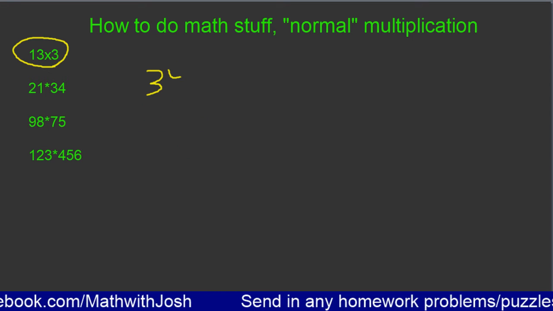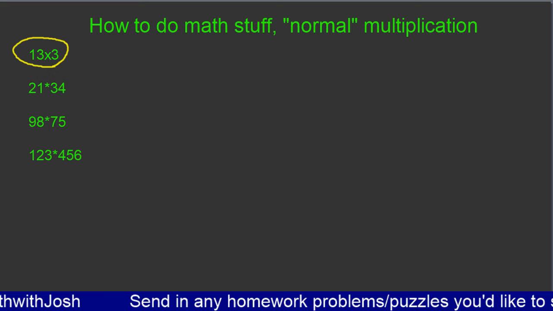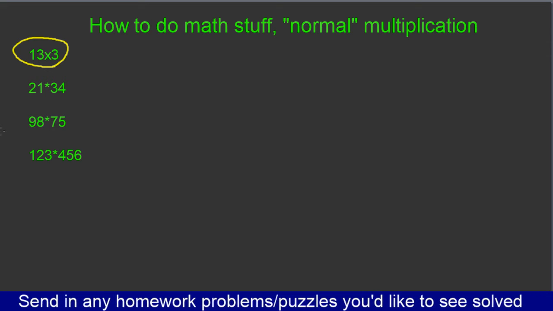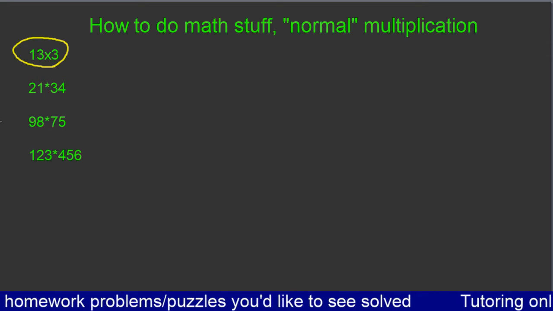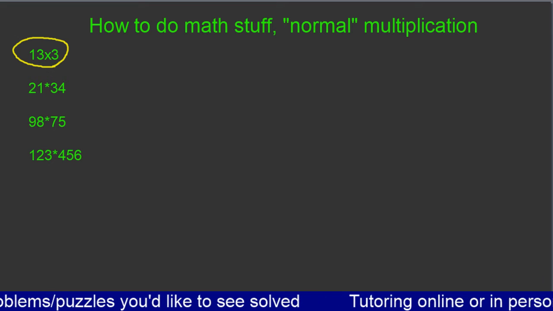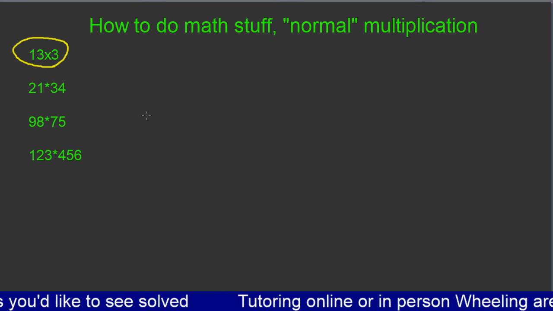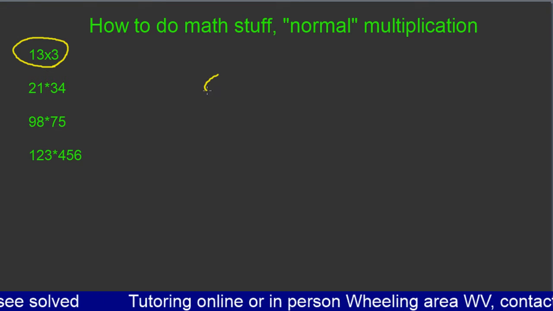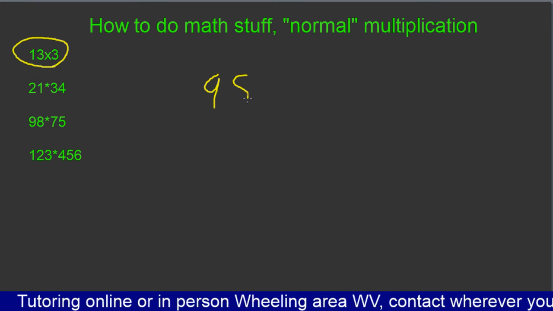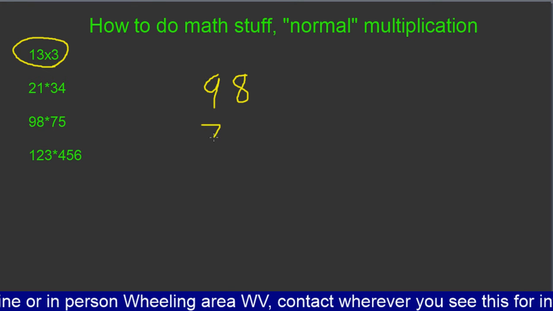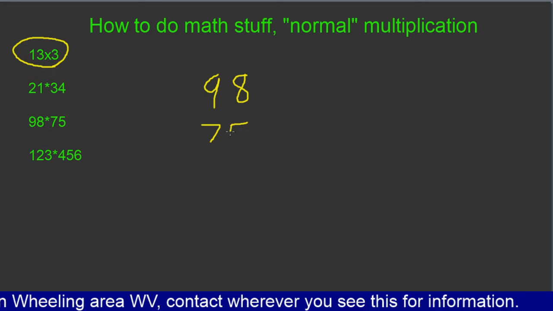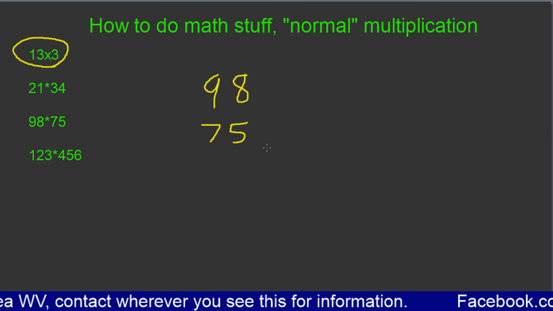Now you might have noticed that I was using all small digits in my problem so far. That's because now we will have to discuss carrying numbers. So let's look at 98 times 75. I think I'm going to need a little bit more screen for this. So again, this is a 2-digit number.